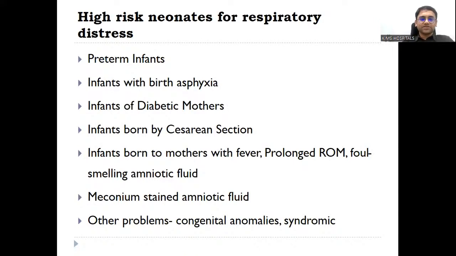Most commonly the respiratory diseases happen in preterm infants, infants born with birth asphyxia, infants of a diabetic mother, babies born by cesarean section, and babies who are born with meconium staining, along with many other babies who have congenital anomalies, or any babies with cardiac disorders and syndromic babies. They are the most common risk factors in babies who present with respiratory distress.